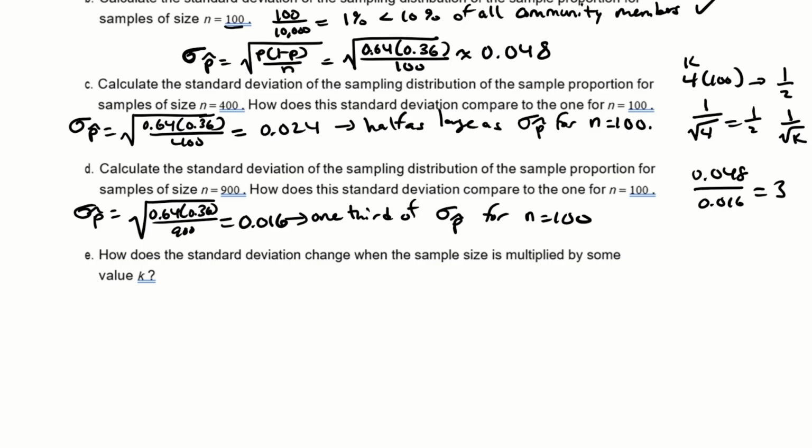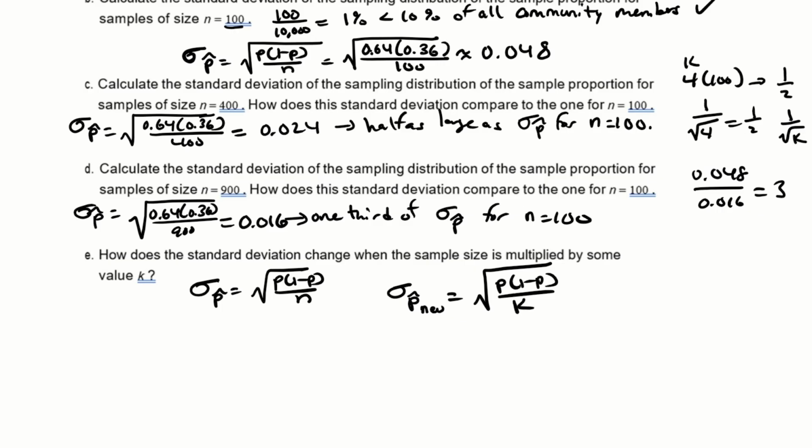All right, so that's how you can tell. If we wanted to do this formally, we know that sigma p hat is the formula that we wrote down earlier. But if I were to adjust it by multiplying by some factor k, how does that affect it? Well, if I pull out the k, it pulls out as a square root, so 1 over square root of k, just to do a little algebra. And now we know that this is equal to that, right?